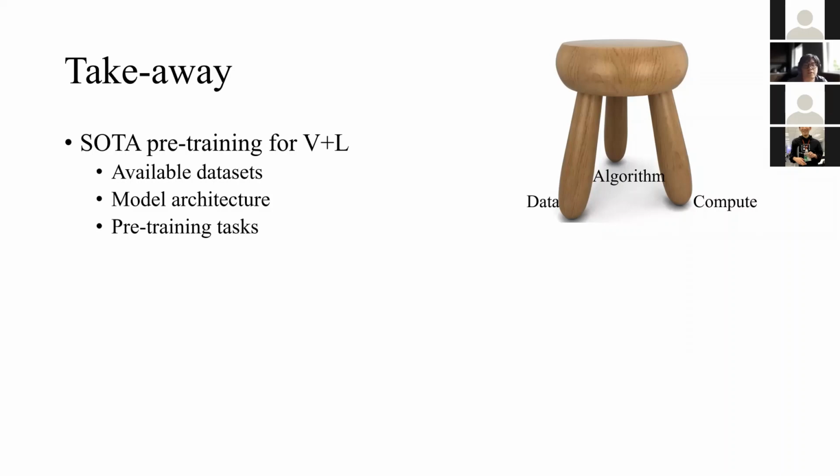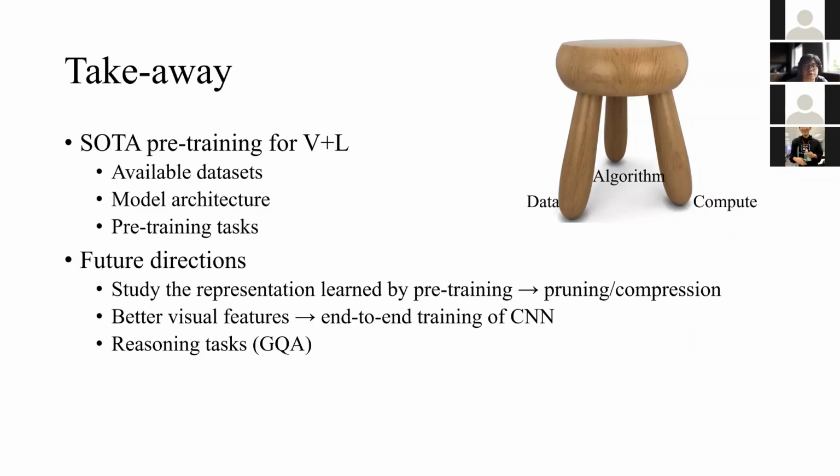We have also pointed out some ongoing research and possible future directions. We see studies on the learned representation, which shed light on possible pruning and compression for VLP. We see trends on improving visual features and maybe towards end-to-end training of the convolutional nets. However, visual reasoning tasks seem a little bit tricky to take advantage of self-supervised learning. This could be an interesting direction to work on.